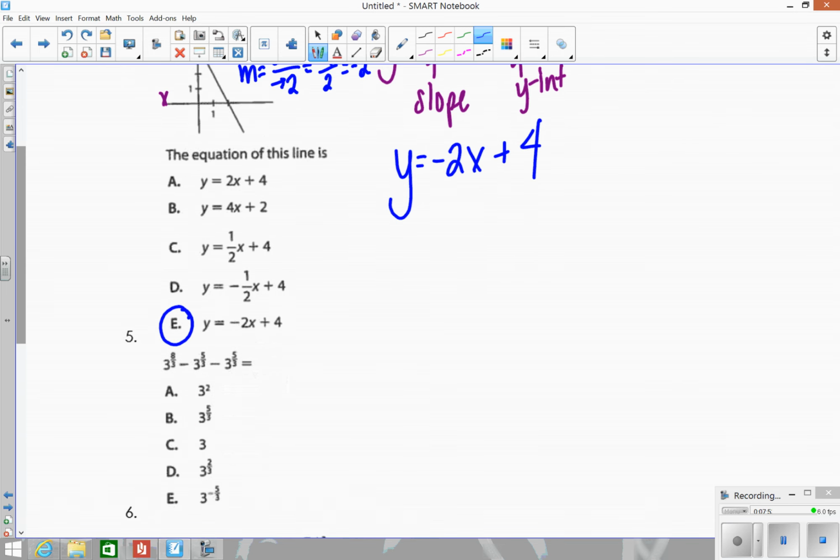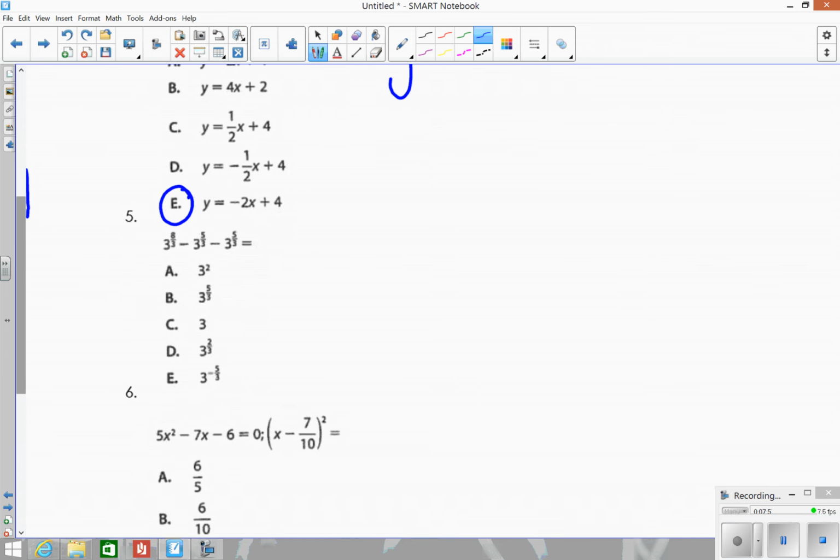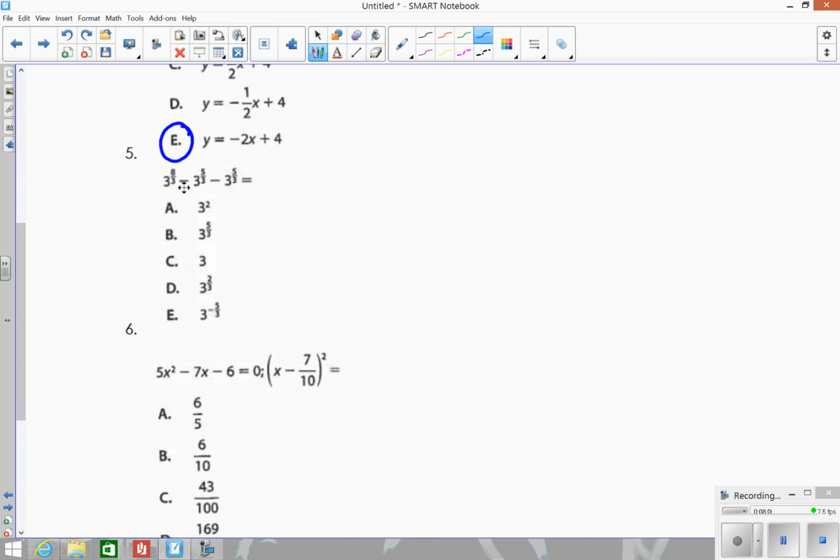The next one here is using our properties for exponents. So when we're looking at properties for exponents, in order to be able to do anything with the exponents, you have to have like bases. And in order to be able to combine any of these when you're adding or subtracting, you have to have the entire same term. So basically, in order to be able to combine any of these, I would have to have exactly the same base and the same exponent. In order to be able to do anything with the exponents, when you're adding or when you're multiplying or dividing, you got to have the same base.